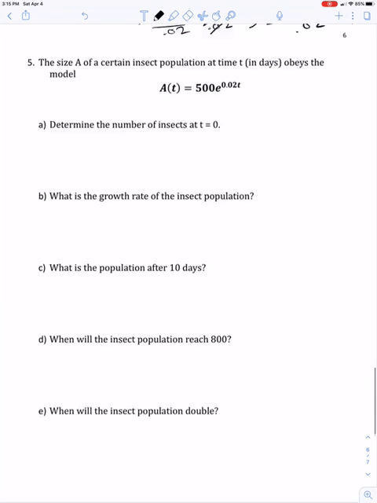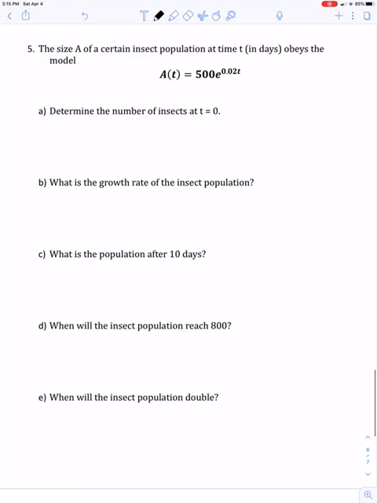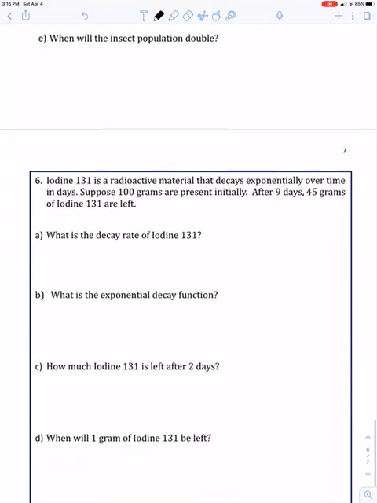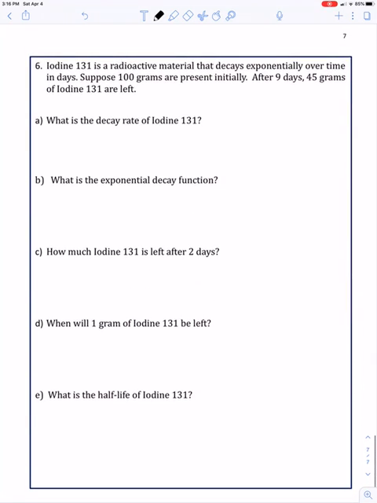All right, let's move on here to example 5. We've got another exponential problem here. Now, this is the same problem. Let's do a new one. Going on here, problem number 6.